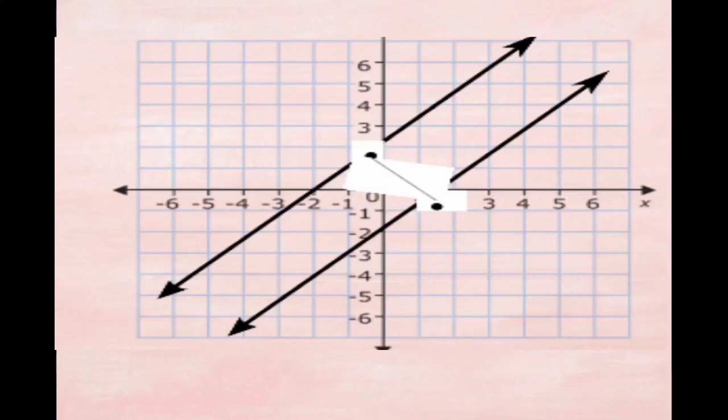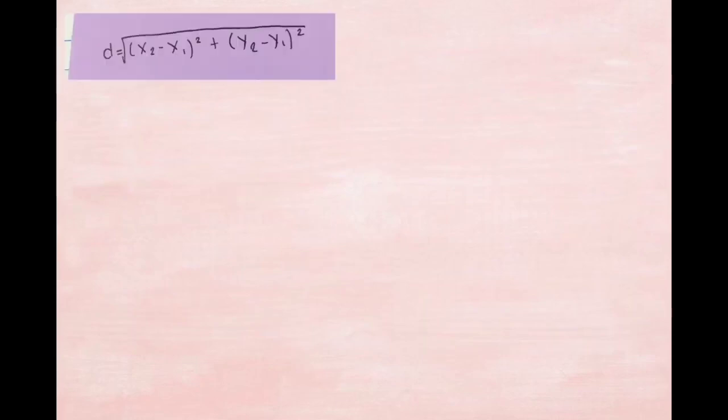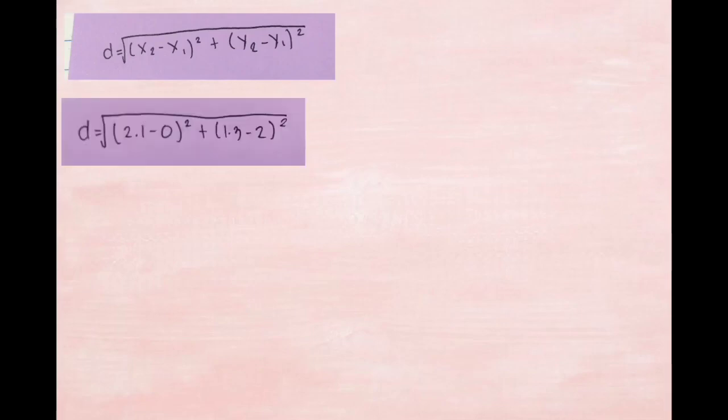So now we have the coordinates of both lines: 0, 2 and 2.1, 1.3. We will now solve for the distance of the parallel lines. The formula is distance equals the square root of x2 minus x1 squared plus y2 minus y1 squared. Next step is to substitute. So d equals the square root of 2.1 minus 0 squared plus 1.3 minus 2 squared. Next step, perform the operations.